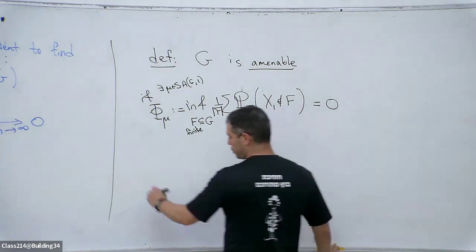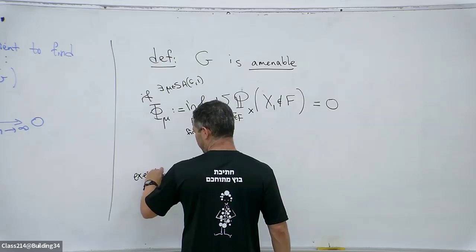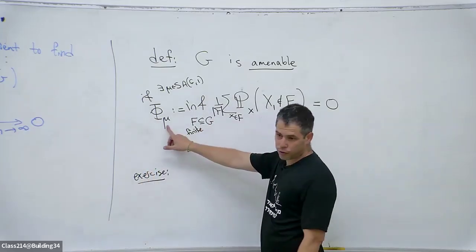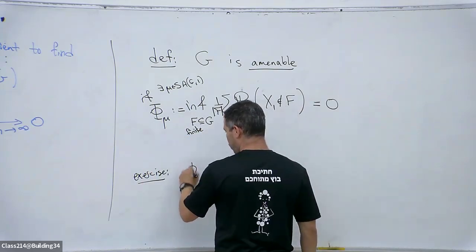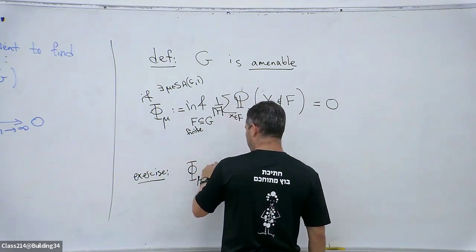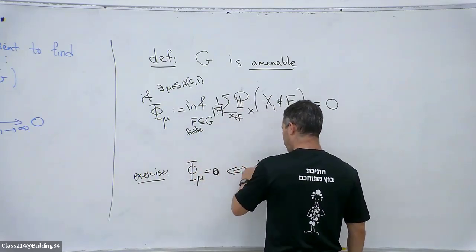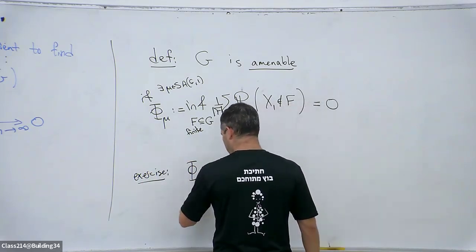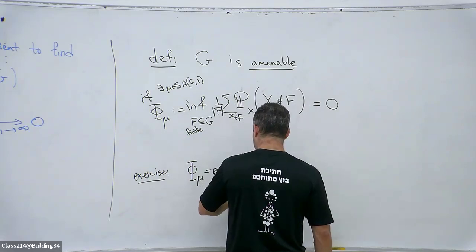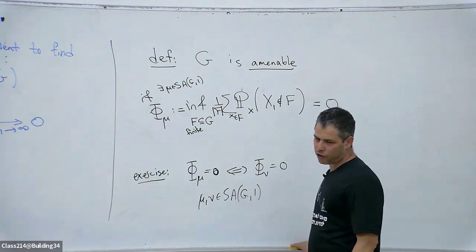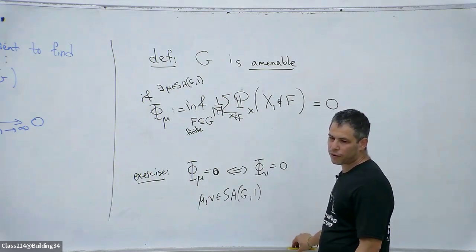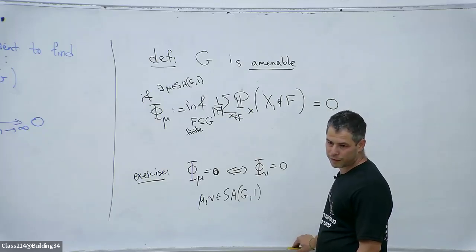Now it's an exercise. This, of course, will change if you change mu. This number might change for different random walks. It's an exercise to show that phi mu is 0 if and only if phi nu is 0 for any mu, nu, say, symmetric adapted on G. If you find one probability measure, then it holds for all probability measures.